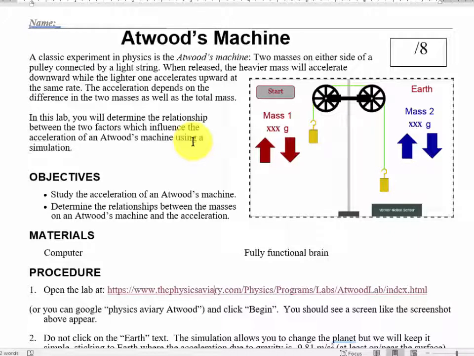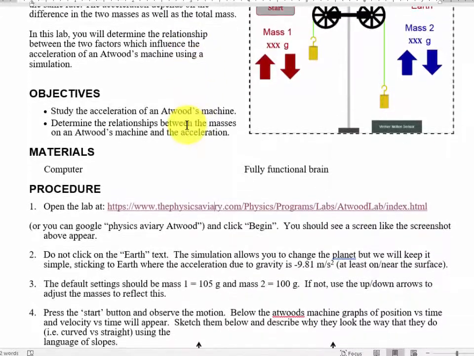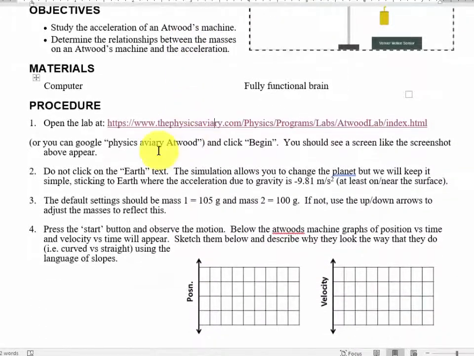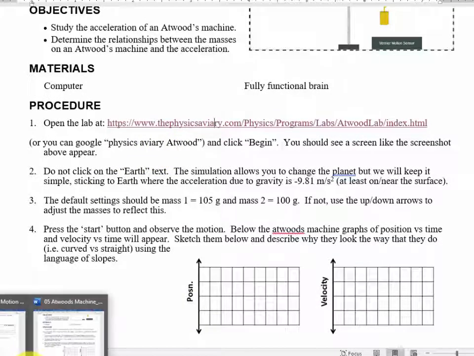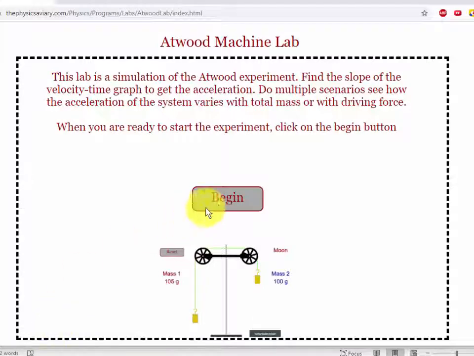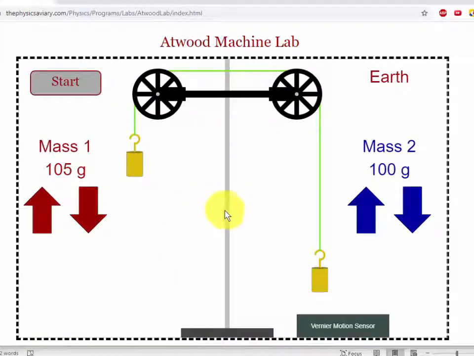Alright, this is an introduction for the Atwood Machine lab. It's pretty straightforward. What you're going to do is click on this link and it's going to set up an Atwood machine. I want you to go ahead and pop open the simulation. You're going to click on the begin button, and we want to run this with the default settings. We're going to have 100 grams on one side and 105 on the other, and we are on Earth.